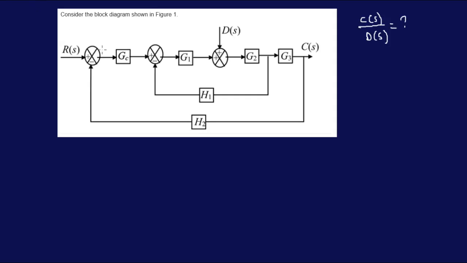What I typically do is assign some variables. So let's call the function coming out of the sum here E(s). Let's not use anything here, because it's going to be E(s)Gc anyway. Let's use this one and call it F(s), the function over here, and then let's call this another variable, B(s).